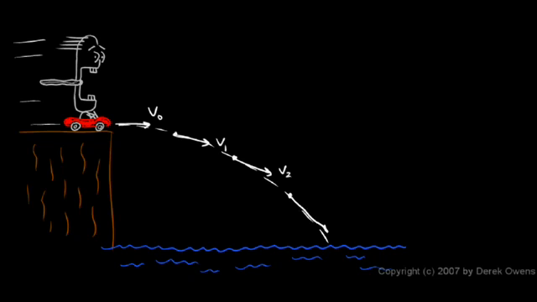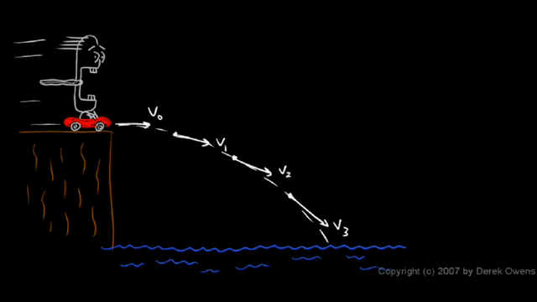Or after 2 seconds we might have v2 that would look something like this, and after 3 seconds v3 might look like this. At any given moment, the velocity vector is tangent to the path. So the direction of the velocity changes as the path curves downward.